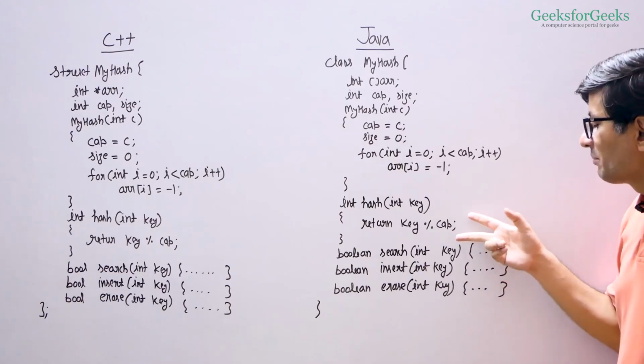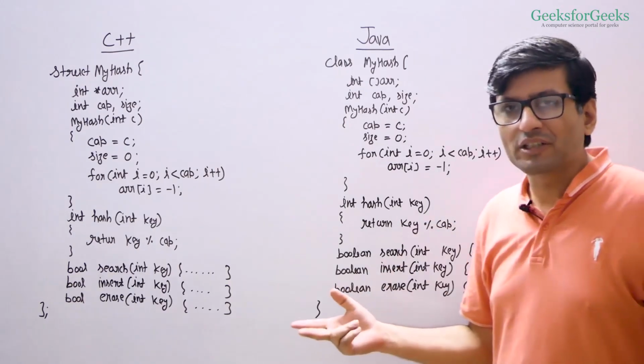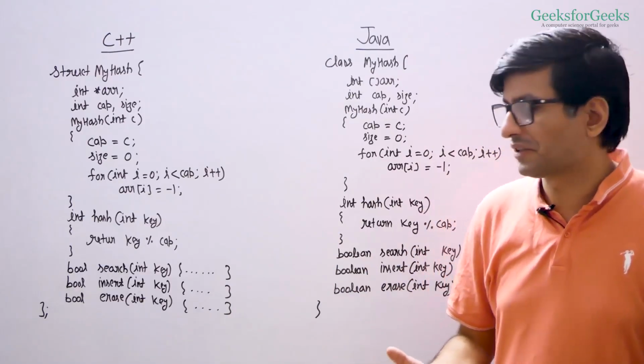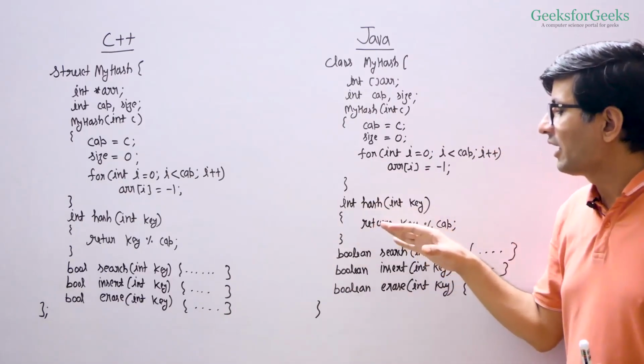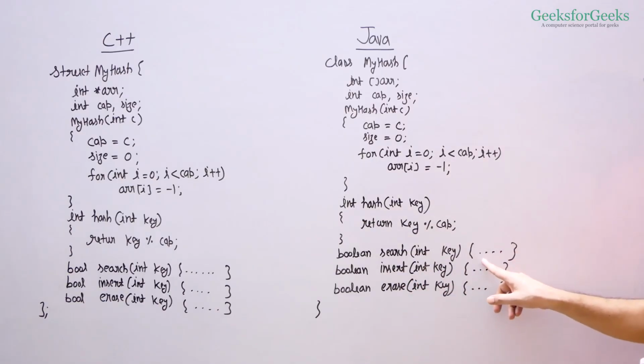Now I've written a simple hash function which is key modulo capacity. So if capacity is 7, we are going to have key modulo 7 as a hash function. So this is the skeleton. After the skeleton, I have written these 3 functions. I've not written the code of these functions.